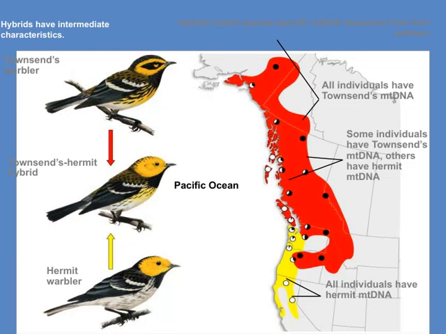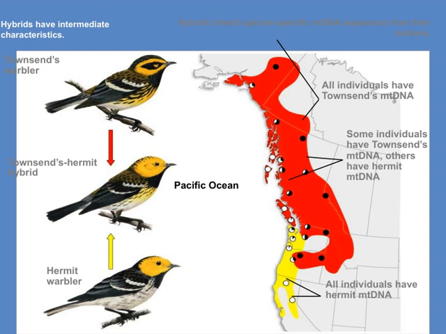Let's talk about the mitochondrial DNA, or mtDNA, in these warblers. All individuals in this group have Townsend's mtDNA, which is a key genetic marker. However, some individuals also carry Hermit mtDNA, while others only have Townsend's. This variation is important because it helps us understand hybridization patterns. Interestingly, all the individuals we see here have Hermit mtDNA, which suggests that the hermit warbler's mtDNA is quite prevalent in this population.